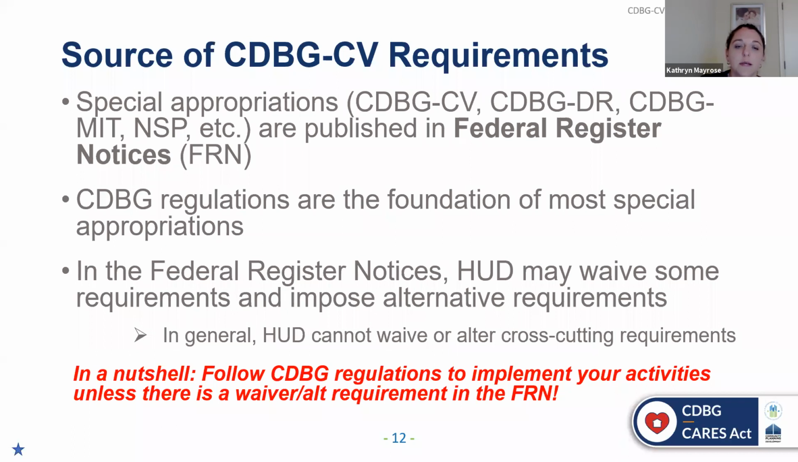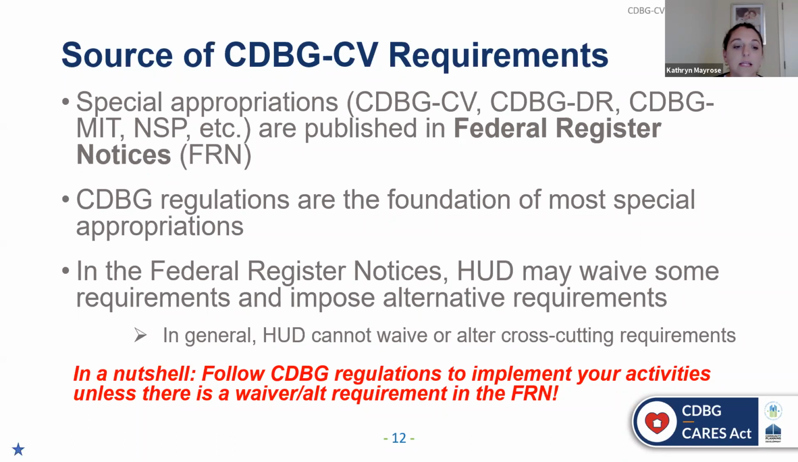So in general, you're going to want to look at the basic CDBG regulations for your framework, but then the Federal Register notice can actually modify certain provisions of the CDBG regulations. They can either waive them, or they can waive them and put in an alternative requirement instead. So if the Federal Register notice does not speak to a certain issue, then you would want to go looking in the CDBG regulations to find out the answer.